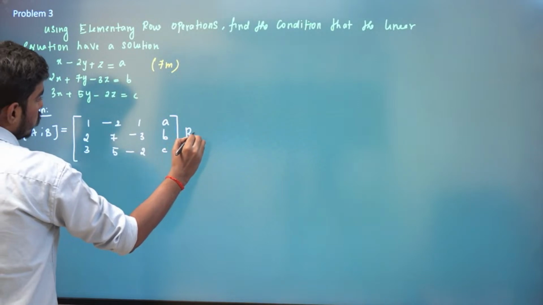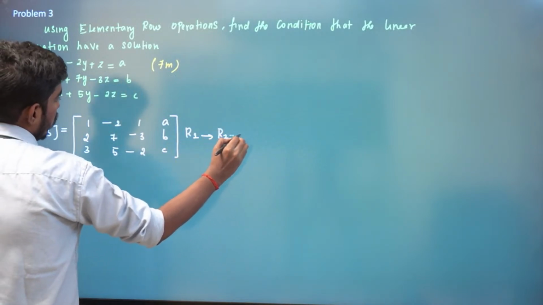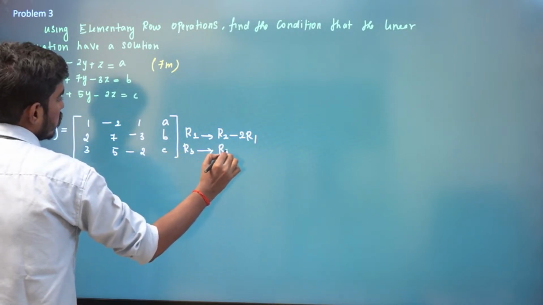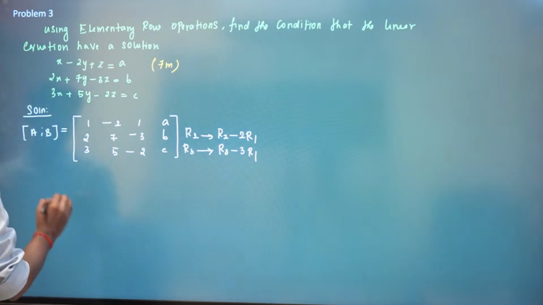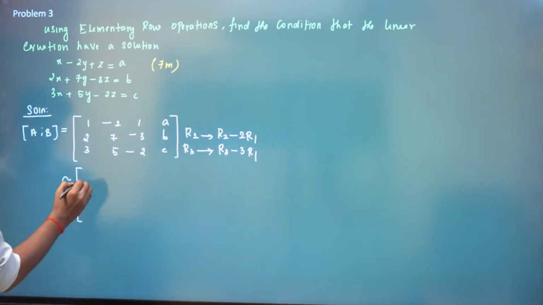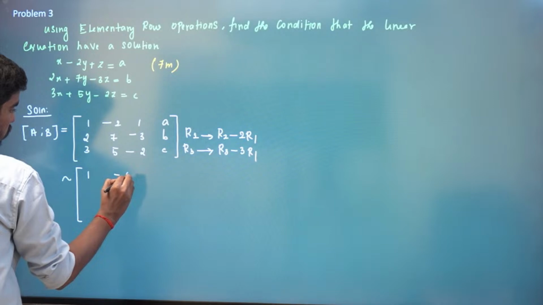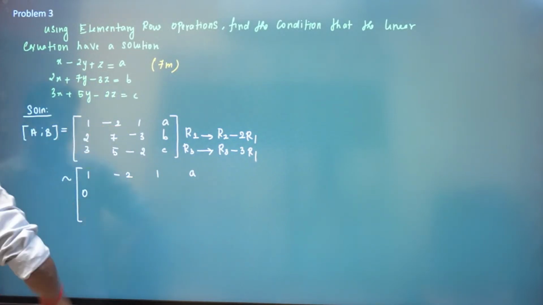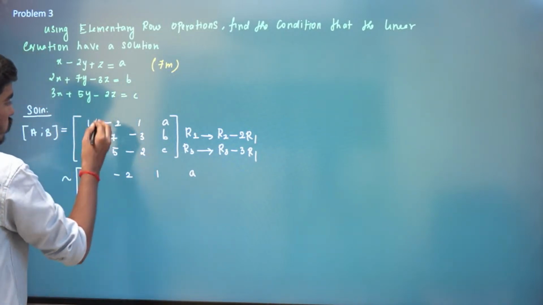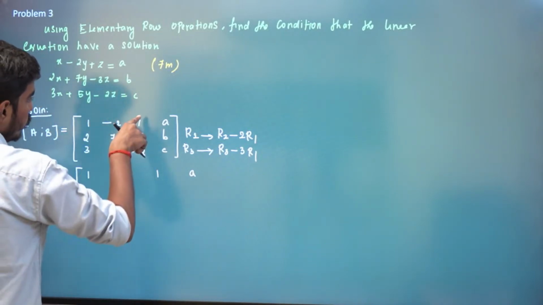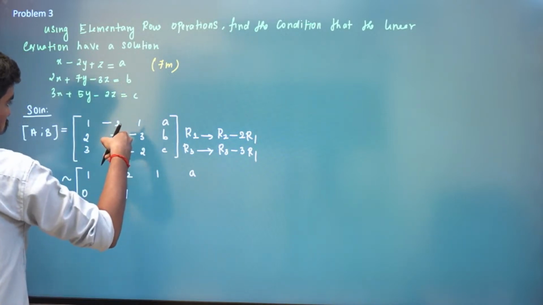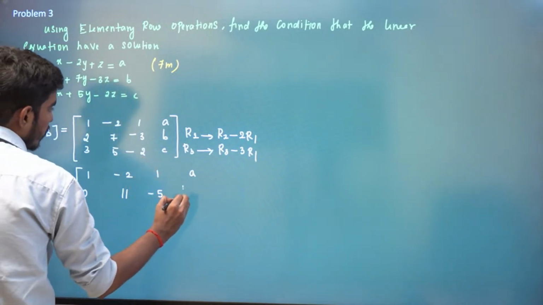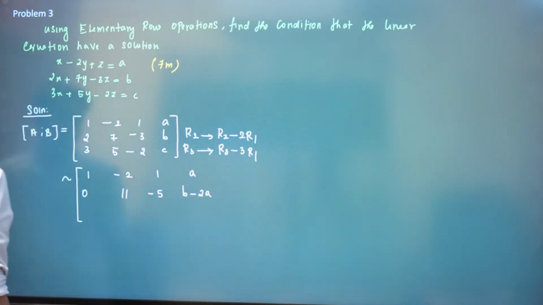So we have R2 transformed to R2 minus 2 times R1, and R3 transformed to R3 minus 3 times R1. So this is equivalent to 1, minus 2, 1, a. So multiply by 2 and then subtract. You multiply 2, this will be minus 4. So 7 plus 4, this will be 11. You multiply 2, this is 2. So minus 3 minus 2, this is minus 5. This is b minus 2 times a.